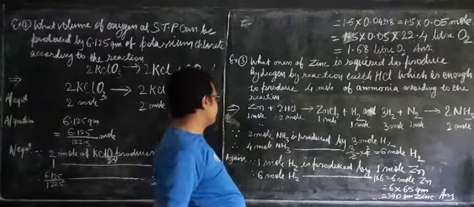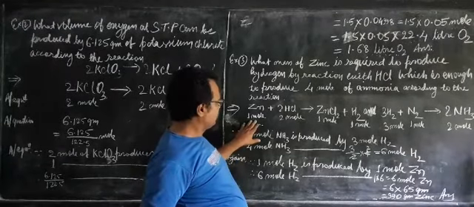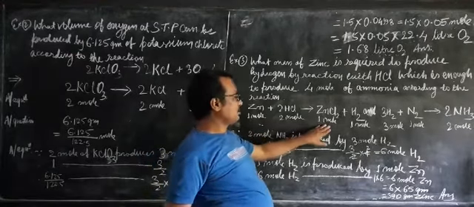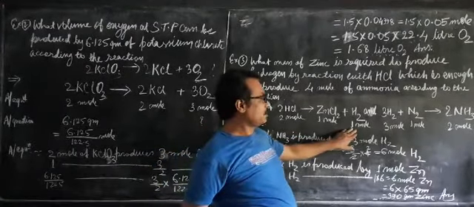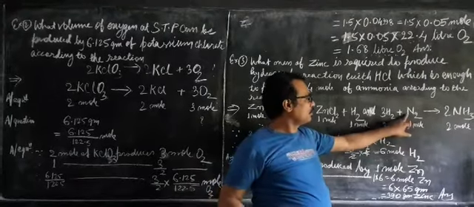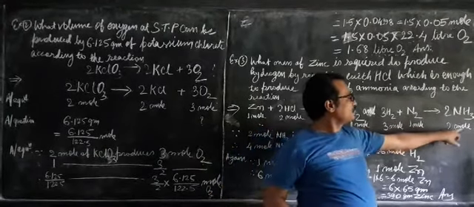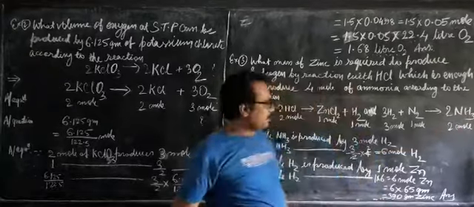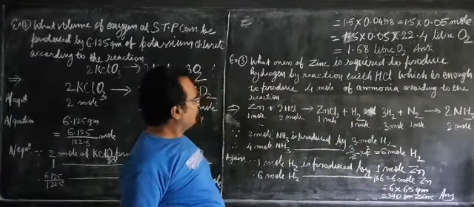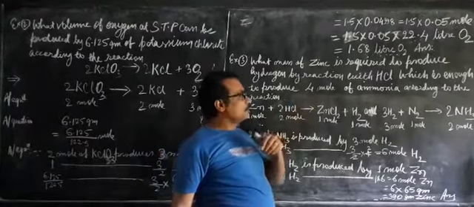Now according to the equation, we write: 1 mole of zinc reacts with 2 moles of HCl and produces 1 mole of zinc chloride and 1 mole of hydrogen. Again, 3 moles of hydrogen react with 1 mole of nitrogen and produce 2 moles of ammonia. What has been said in the question is that we want to produce 4 moles of ammonia.